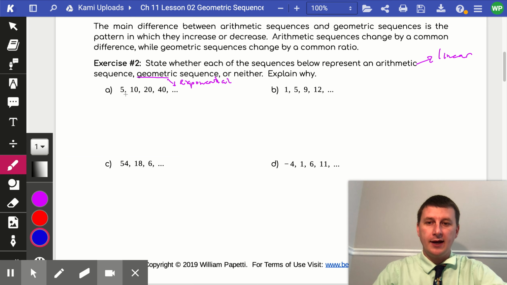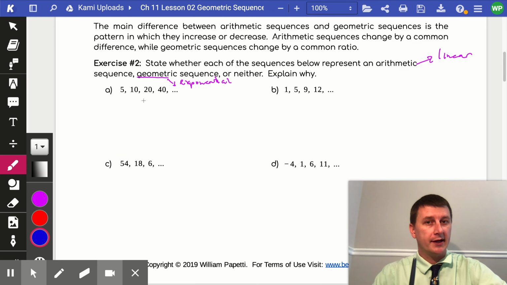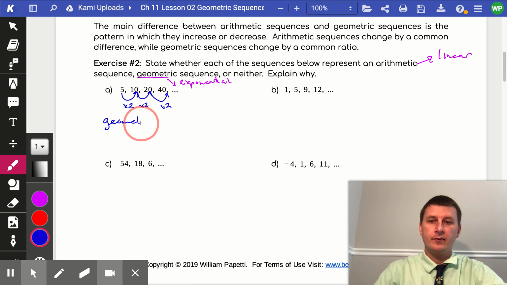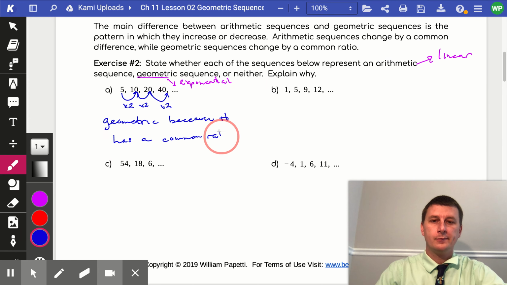Now that you figured that out, if you didn't, you can pause the video before I give away the answer. You should have determined that 5 times 2 is 10. 10 times 2 would give you 20, and 20 times 2 would give you 40. So this is geometric because it has a common ratio of 2.